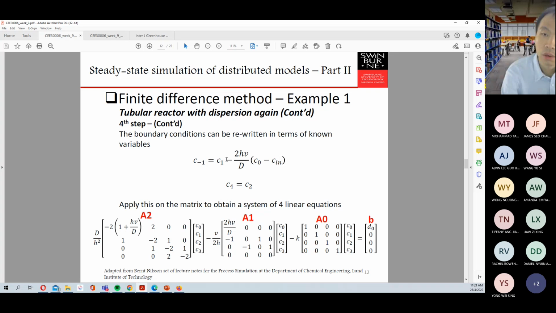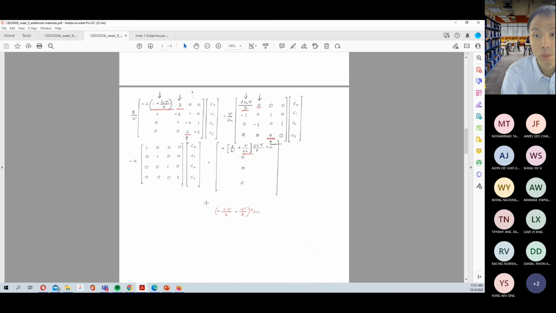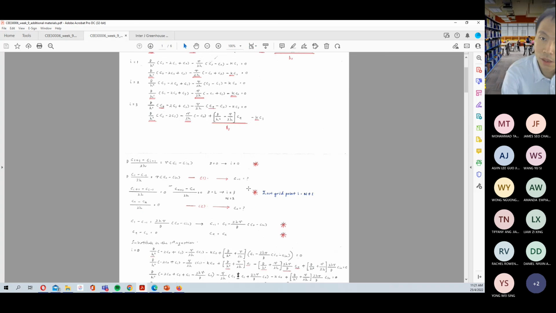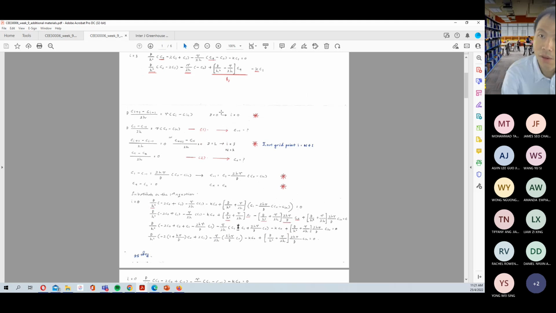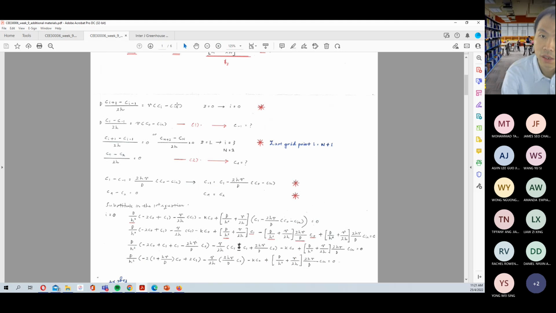Right? So once you do that, you can then find out your C minus 1 in terms of something that is known, and your C4 will be equal to the C2. When you ask me again, why is it like that? Then this will be why it is like that. Okay, so you go and check in here.